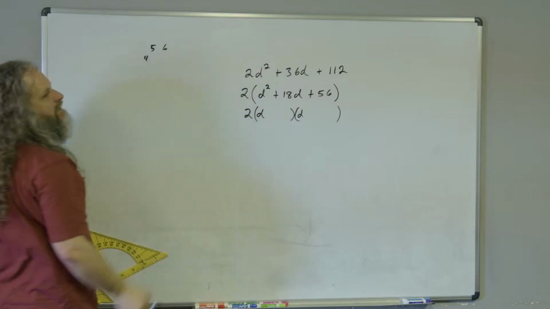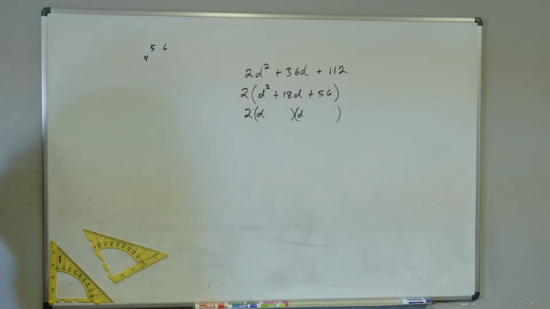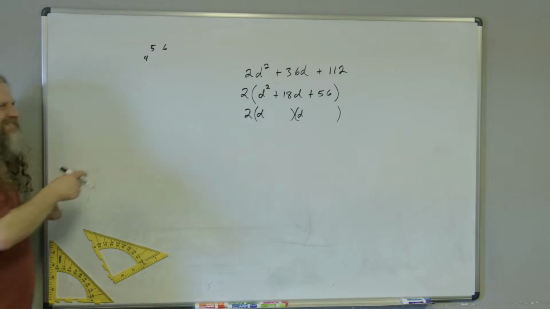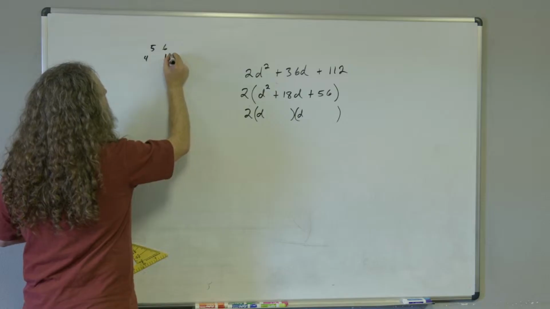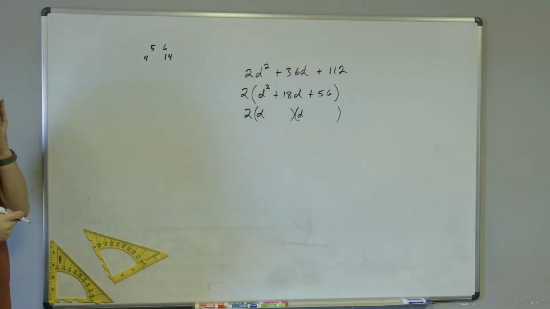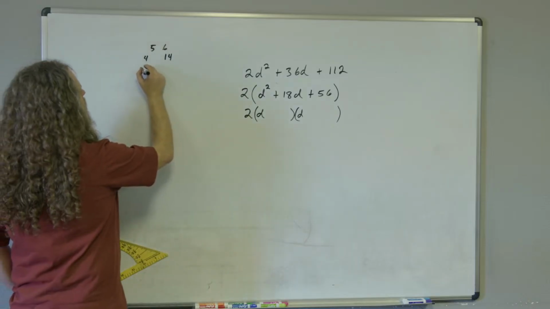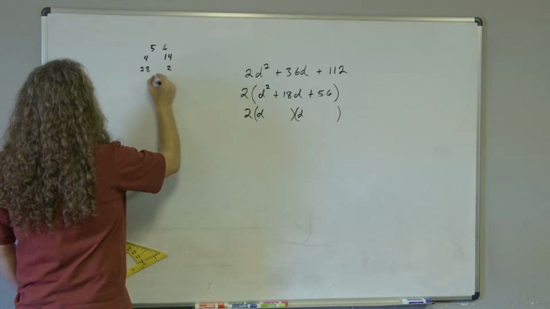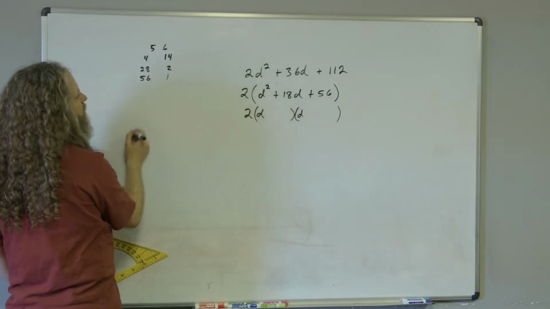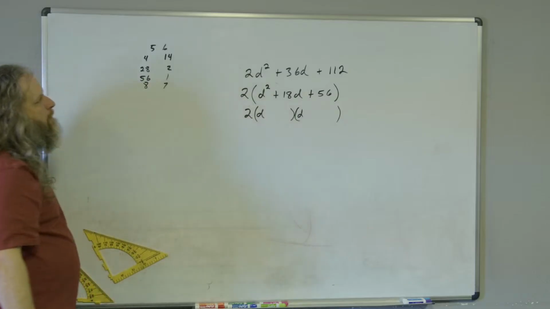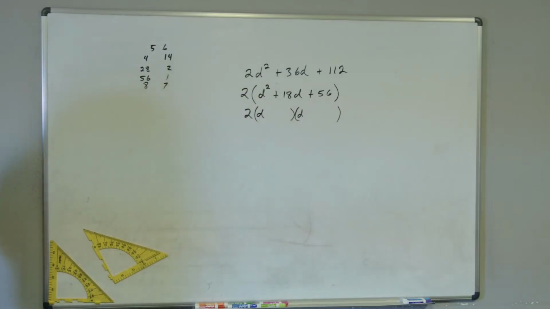4 and, 4 times 1 is 56? What? 4 times what is 56? 14. Okay. What are our other options? 56 and 1, 8 and 7. Let's just do the 28 and 2. Great, let's do it.